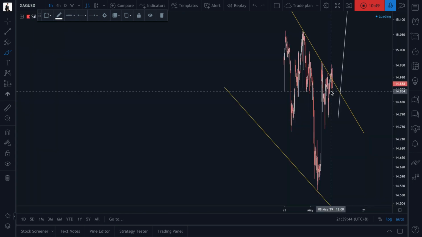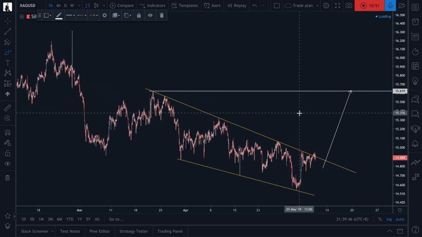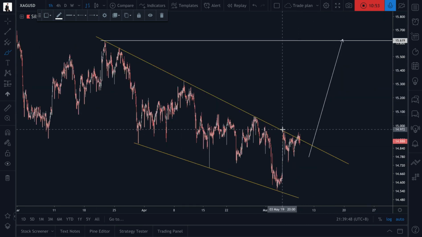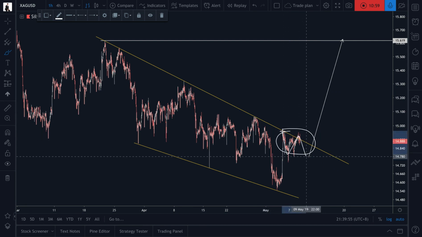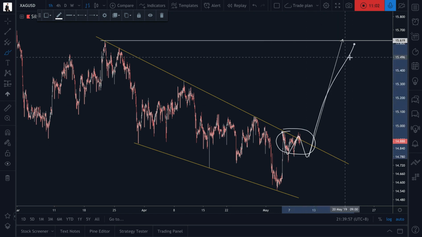While the chart is loading, this is what I'm seeing in silver. This is a correction that's happening across the wedge. So I'm expecting that once this is completed, we get a buy trade to the upside towards 15.61.